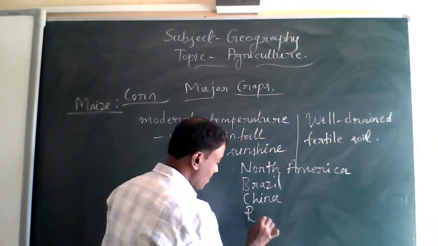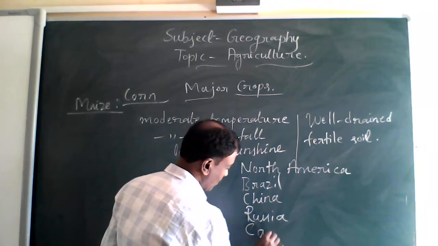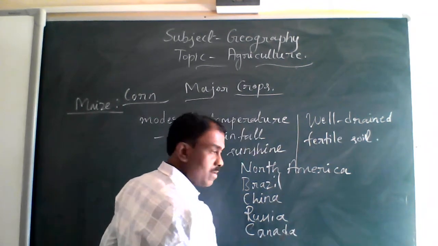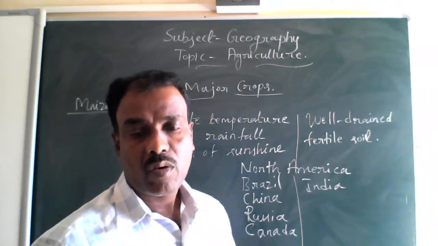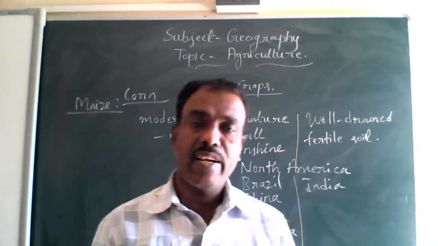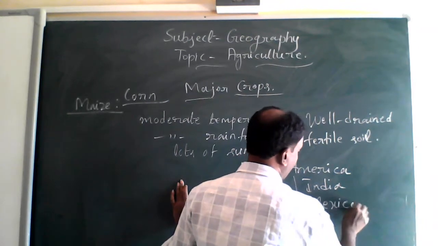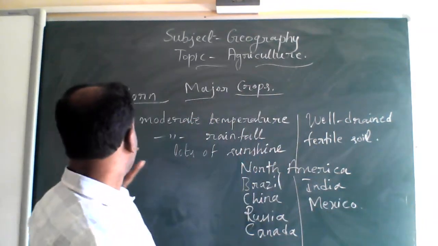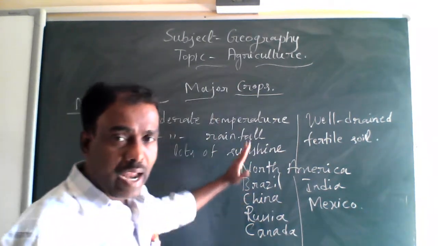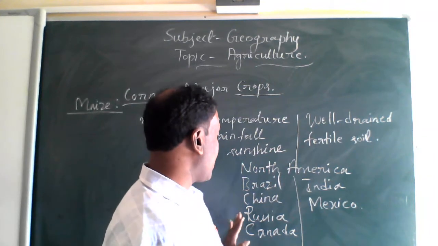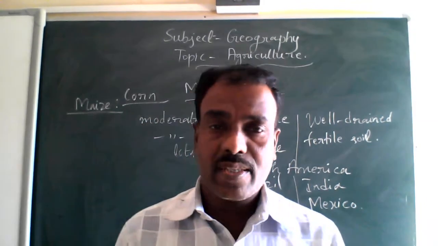China, Russia, Canada, India. Okay, so Canada, Russia, India, and Mexico also. See, the largest producer of maize or corn is North America, followed by Brazil, China, Russia, Canada, India and Mexico also. In these countries also maize is grown.